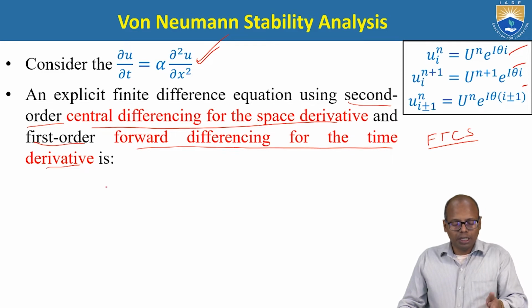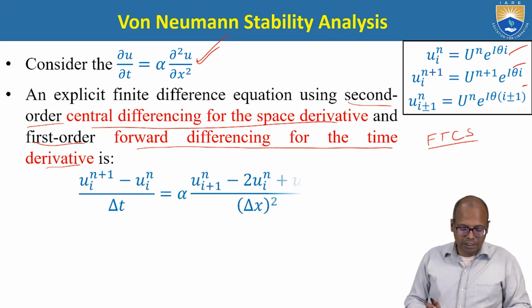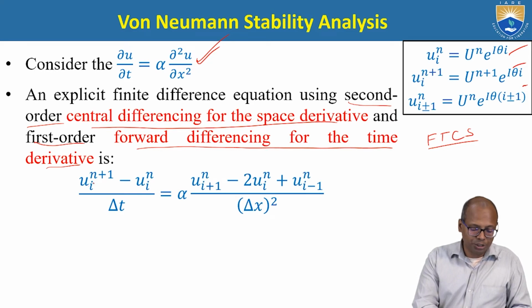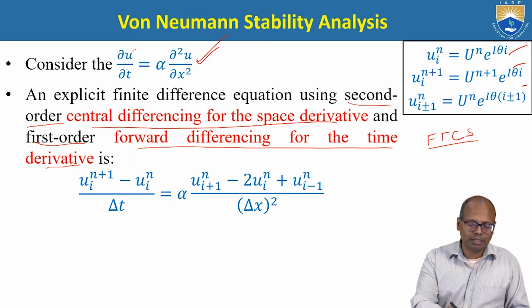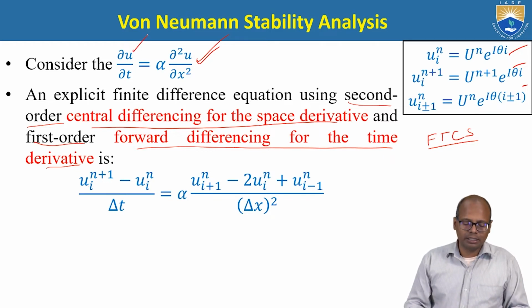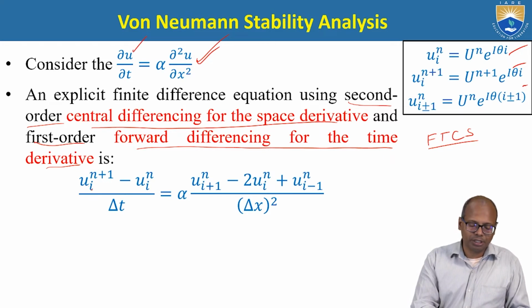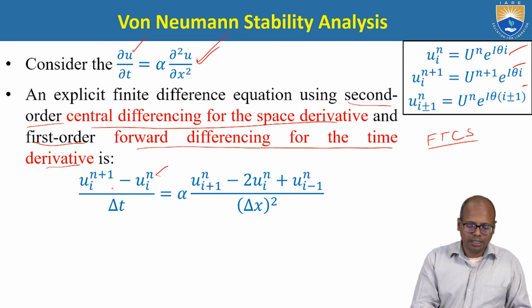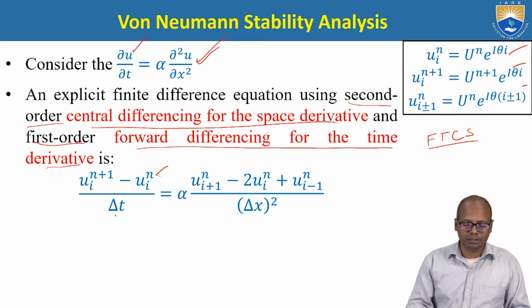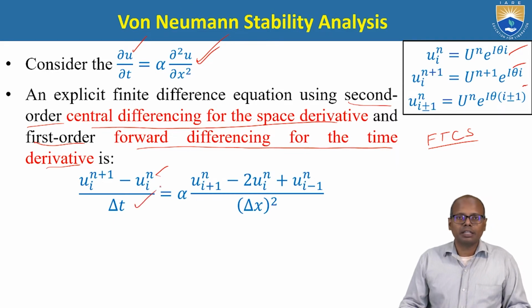Now if I do the FTCS for this, what will happen to this? It will become u_i^(n+1). So it is a difference between the n plus 1 and nth location: (u_i^(n+1) minus u_i^n) by delta t.